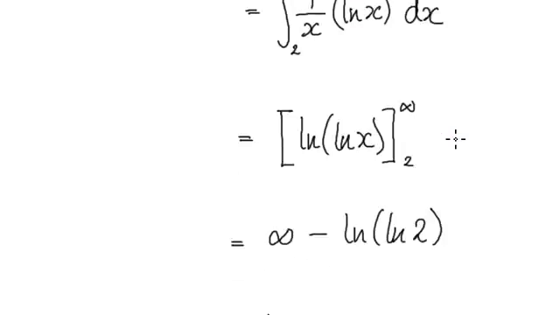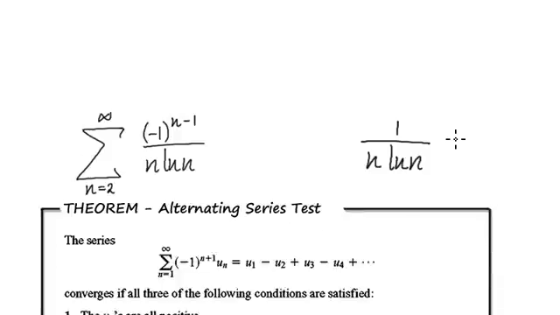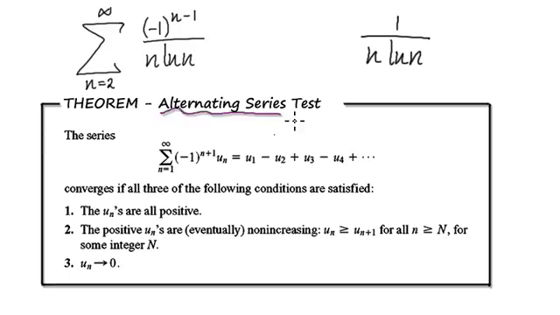So we can't really deduce anything, so we've got to do something else. That something else would be us using the alternating series test, which I will continue in the next video.